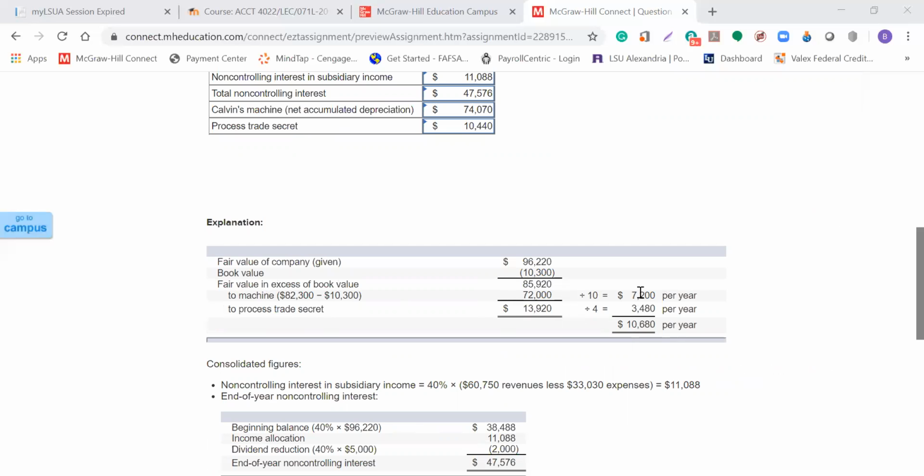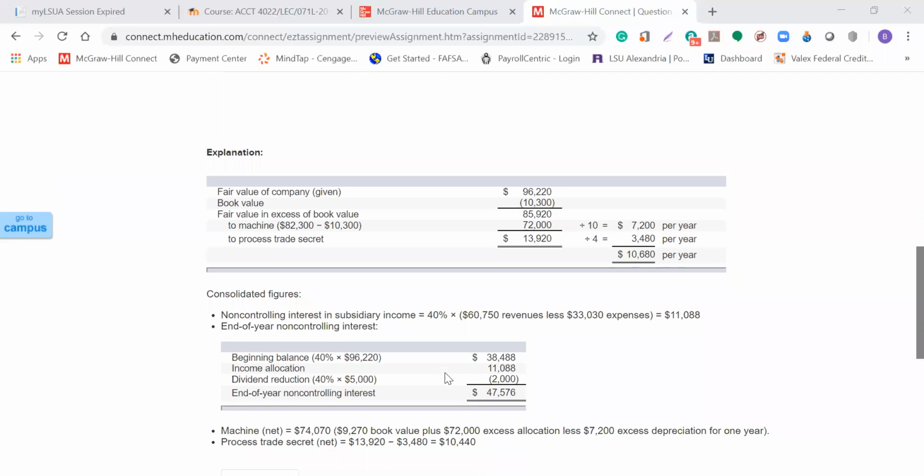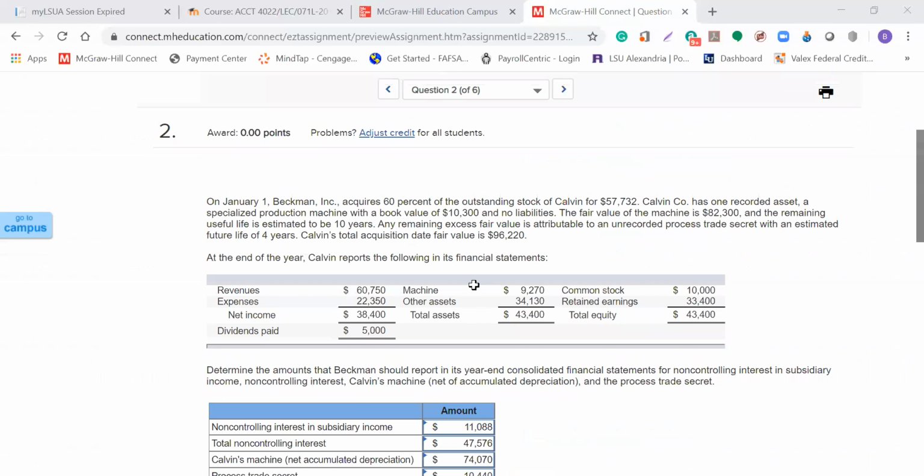That accounts for depreciation at 10 years, okay, $7,200 per year. 4 years for the trade secret, $3,480 per year. The total adjustments, $10,680 per year. Your trade secret is $13,920. For the consolidated figures, non-controlling interest in the sub is 40%, okay?